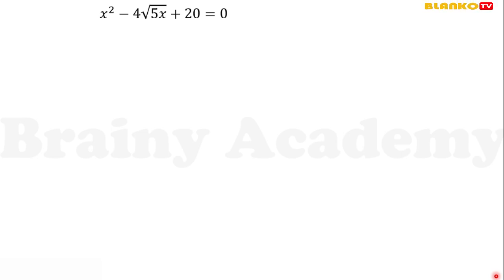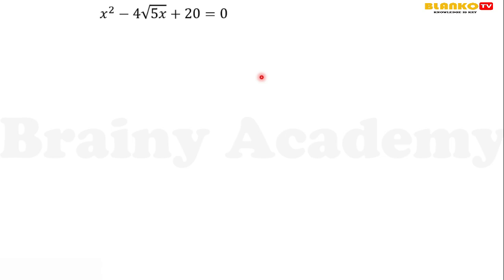Today we are going to solve this question. Solve the equation x squared minus 4 multiplying the square root of 5x plus 20 equals 0. We are going to use the quadratic formula to solve this question.